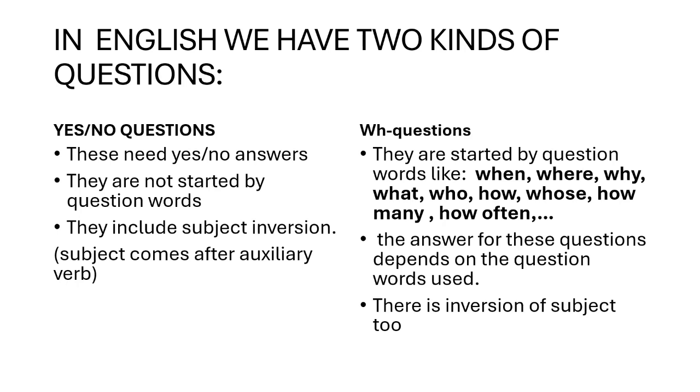The answer for these questions depends on the question word used. For example, when the question word used is when, the answer should be time. When it is where, the answer should be place. When it is why, the answer should be reason. When it is what, the answer should be something. When it is who, the answer should be the name of a person. Great. There is an inversion of the subject too in this kind of questions.